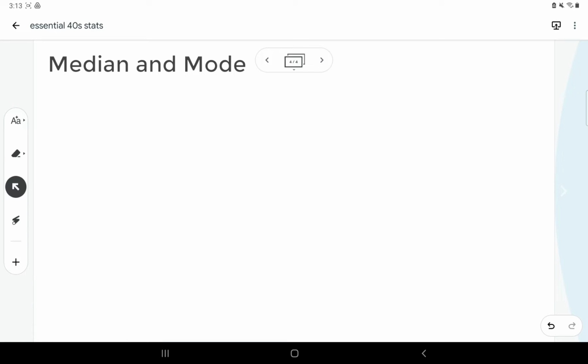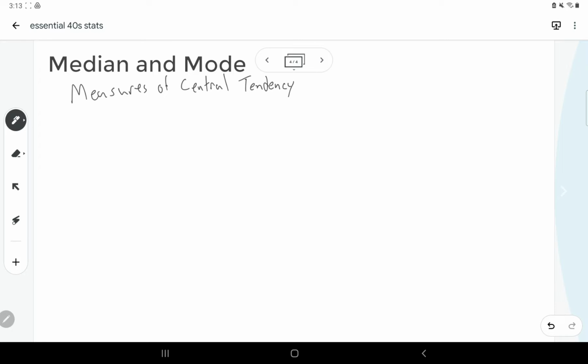So let's talk about median and mode. We've talked about mean already, but just like mean, median and mode are measures of central tendency. What that means is it helps us to observe a data set and try to find where the center of that data set is.